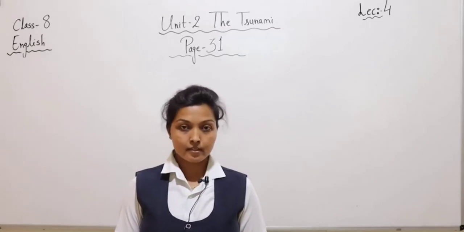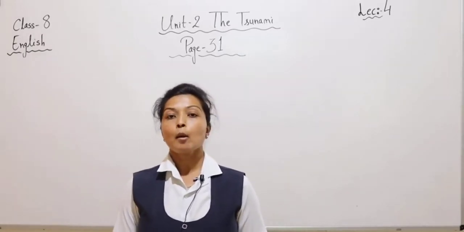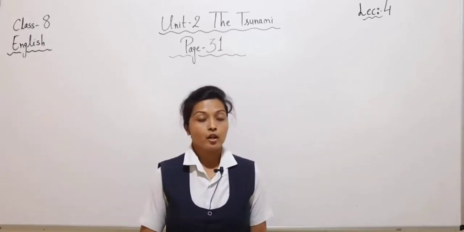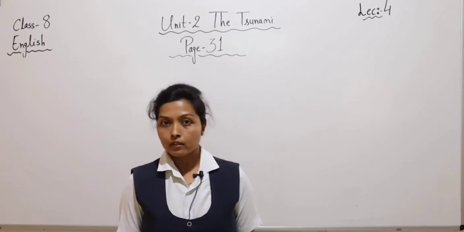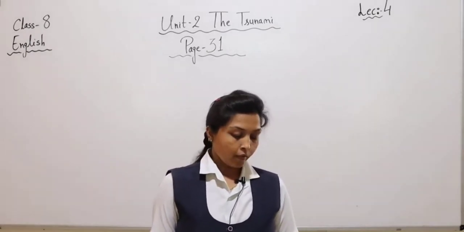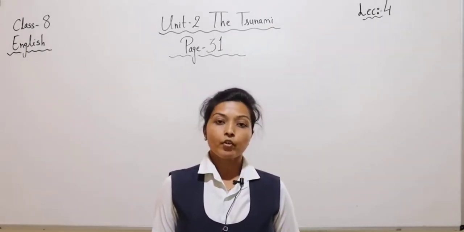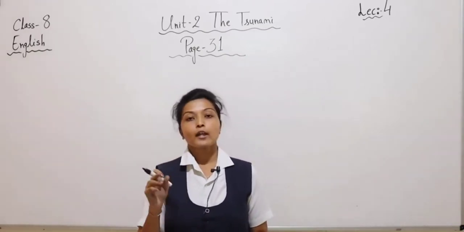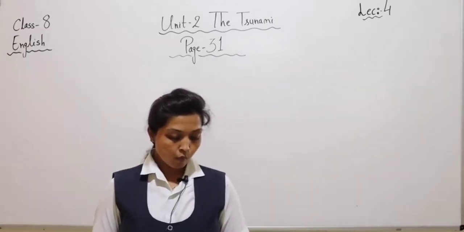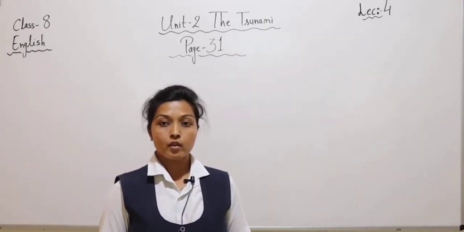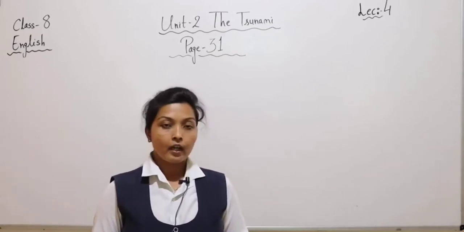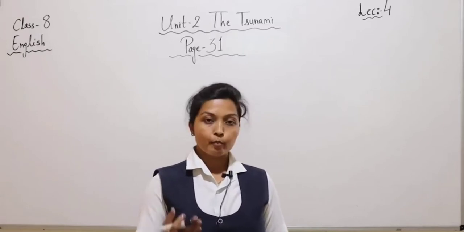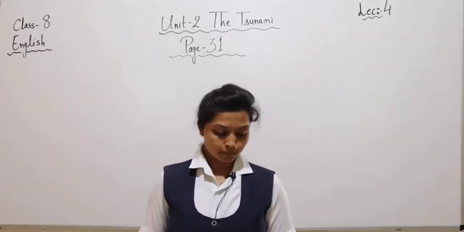Study the sentences in columns A and B. See, in your textbook two columns are given on page 31, in question 3: column A and column B. What we have to do is firstly read out the sentences that are given. First I am reading out the sentences, and you just pay attention in your book.